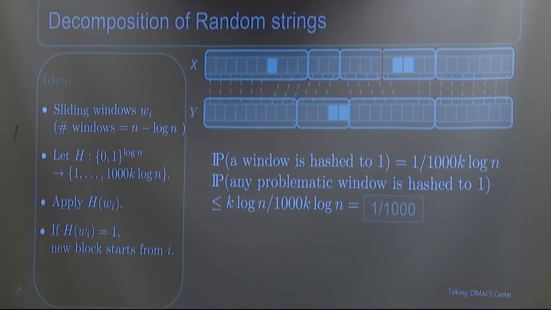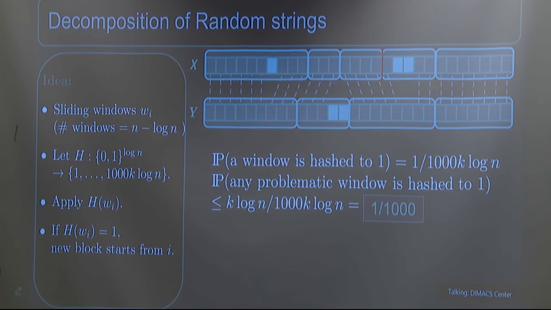It's the length of the window, right? So it's log n. And so there are k edit operations, so at most k log n. Well, if you consider both x and y, it's 2k log n.